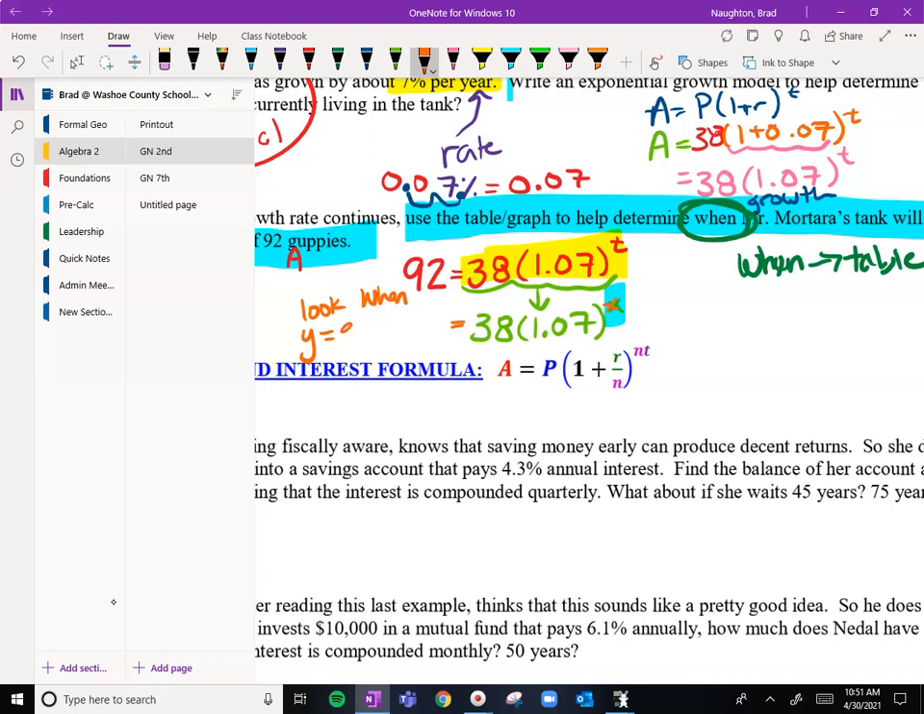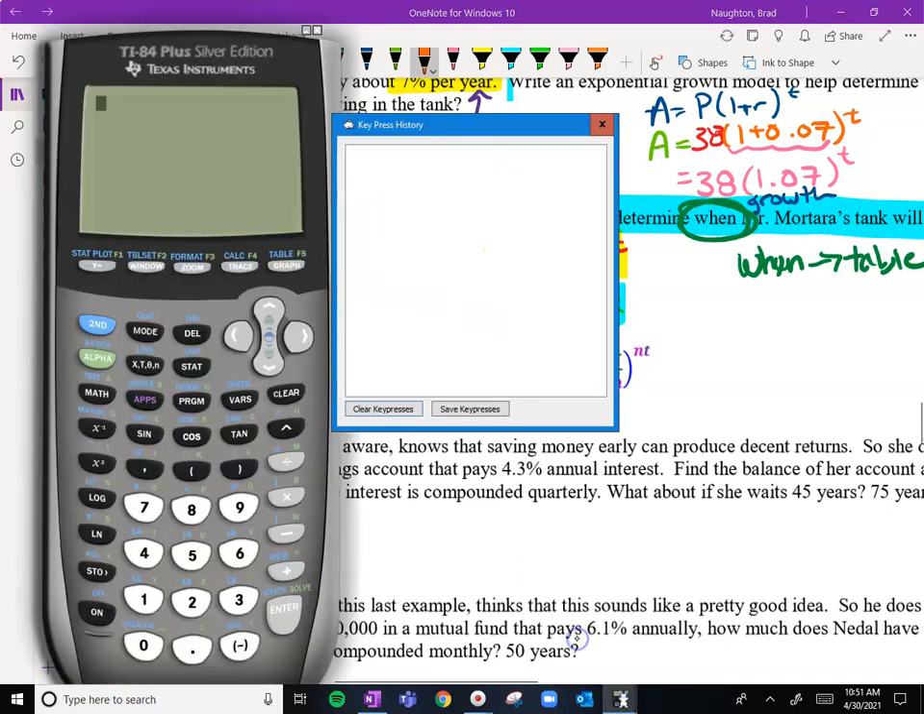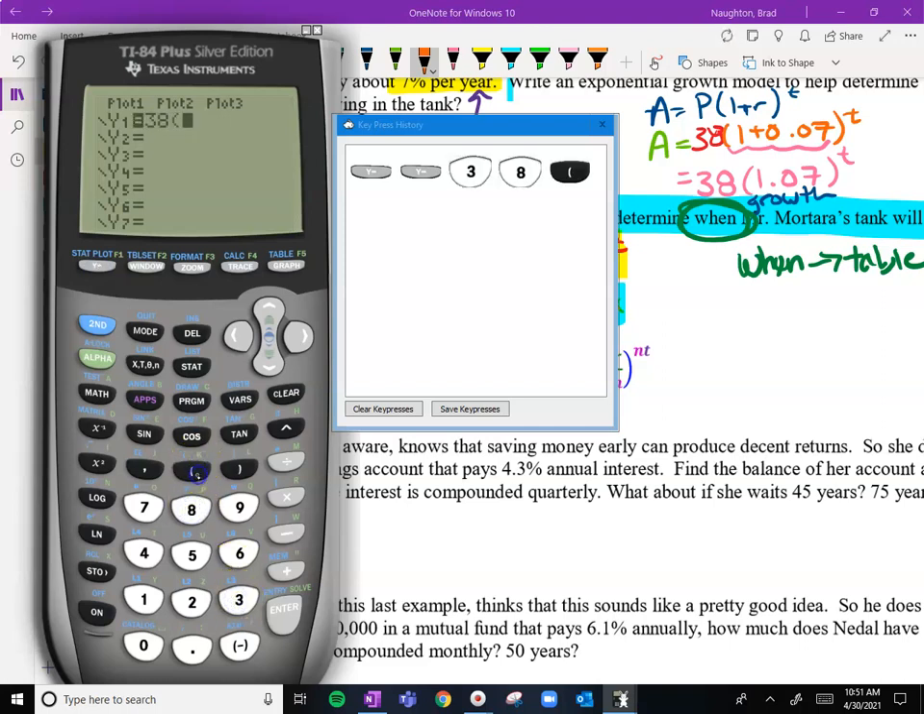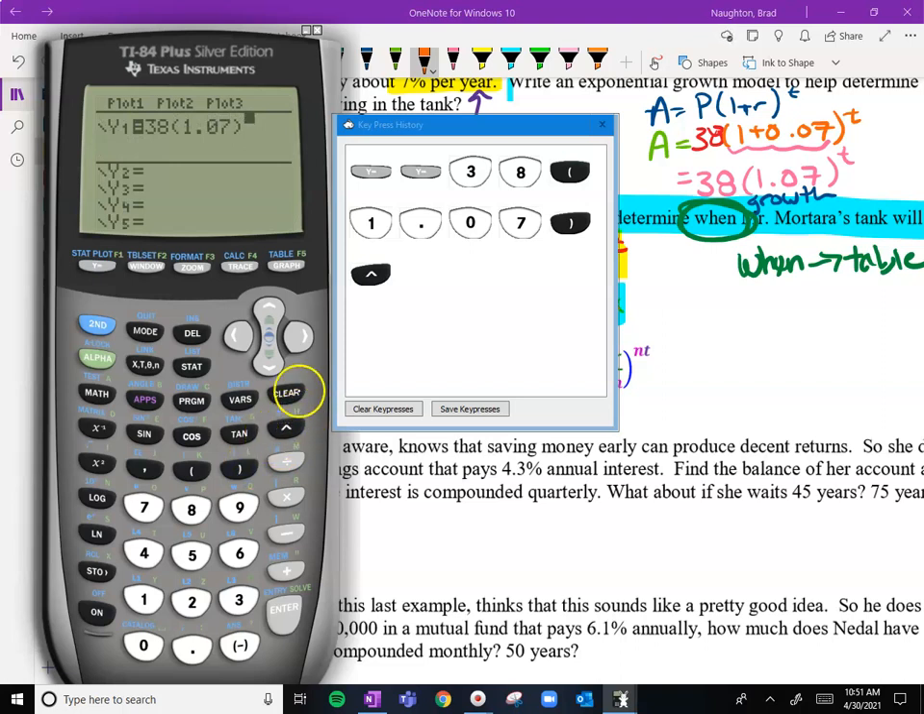So when the y equals 92 via my table. So if I get my calculator out, got my key press history here so we can see. I'm going to go to y equals, and then I'm going to go ahead and just do 38 parentheses 1.07, and then do my up arrow for my exponent. That was this one right here. To the x, that's this x right here.